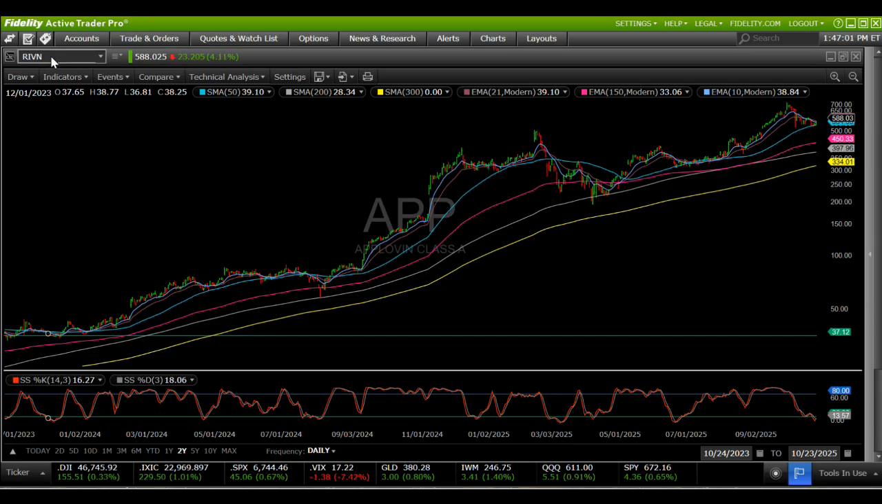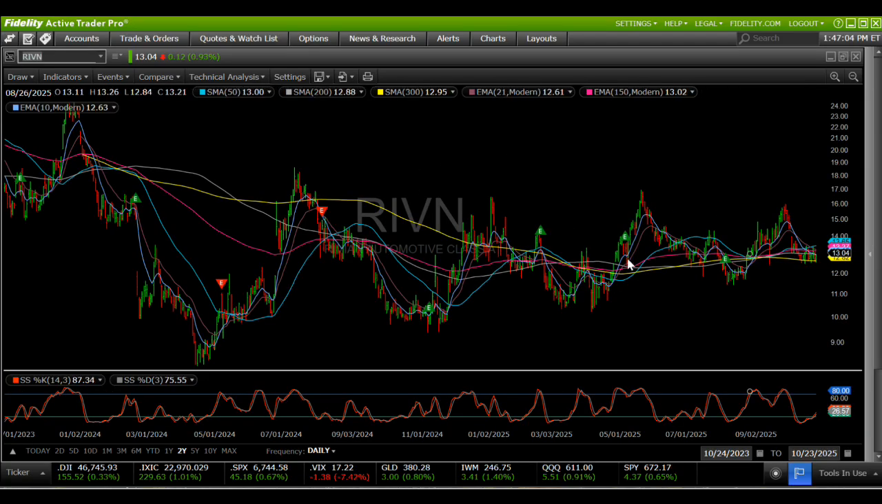Rivian is another one. This is an electric vehicle, RIVN. They make parts for electric vehicles, so I like this one a lot.